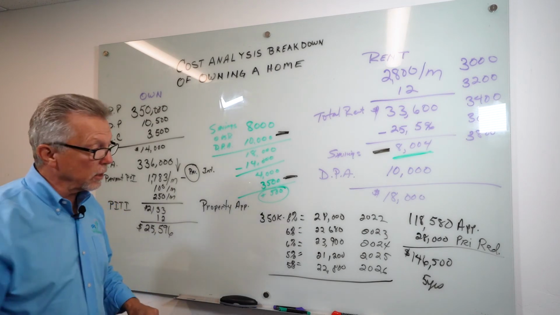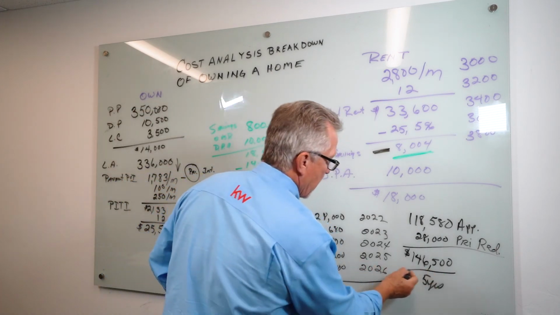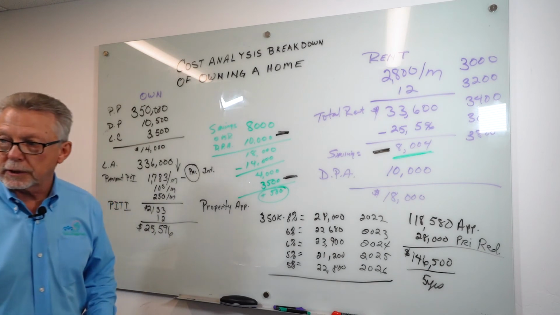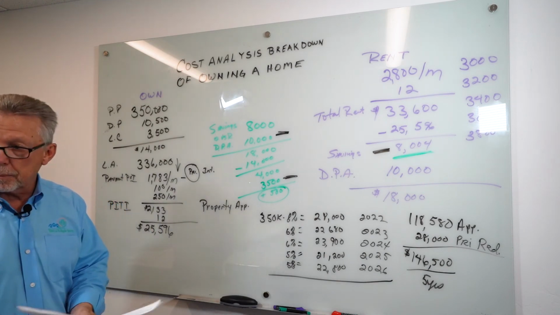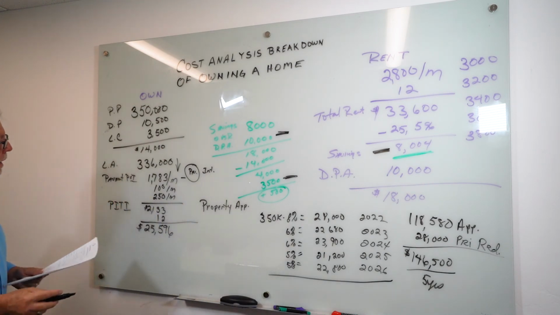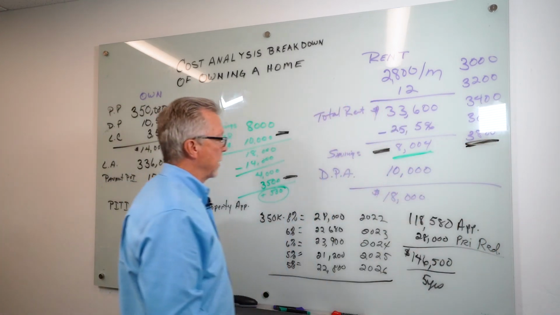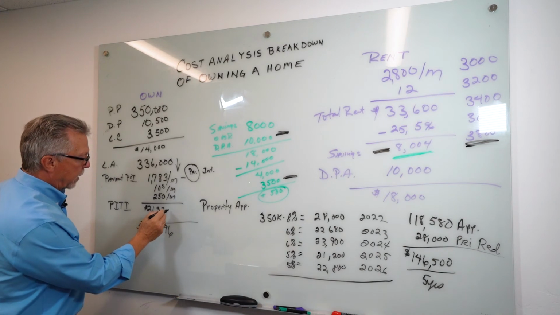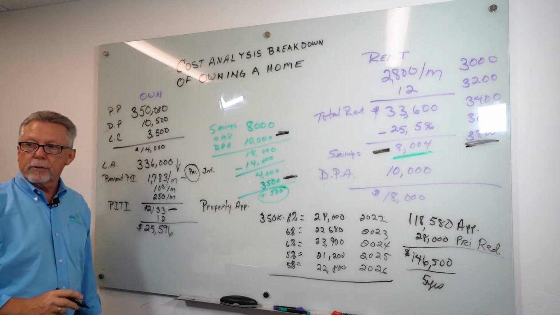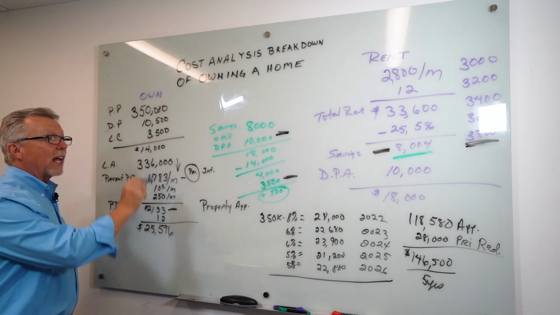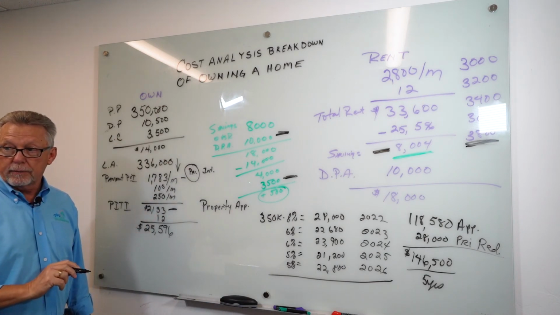And after 5 years, $146,000 of appreciation. In the piggy bank. In the piggy bank. All right. Oh, and instead of paying $3,800 a month, you're still only paying $2,133. Almost half of what your rent will be, if you think about it.